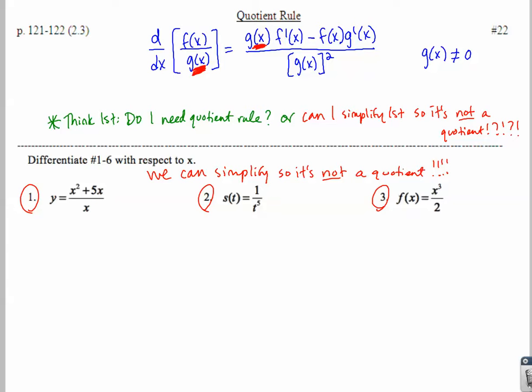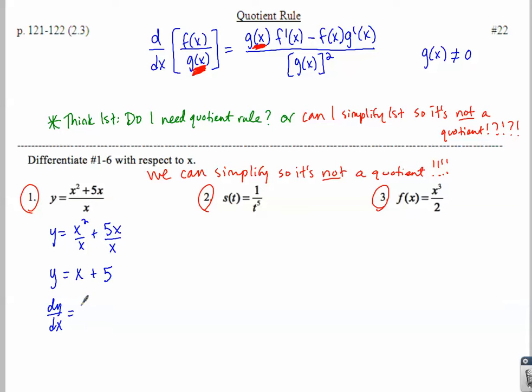What do we do in this first one to simplify it? That's right, split it up. x squared over x plus 5x over x. That makes x... oops, I said over x, and I wrote over 5. No wonder I was confused. Over x. So x plus 5 is what it makes. There's our function simplified, not a quotient anymore, so I don't need a quotient rule.